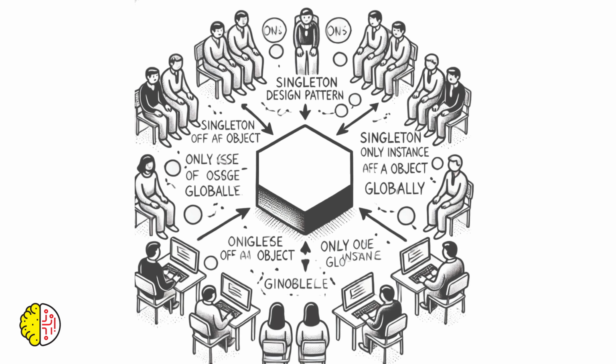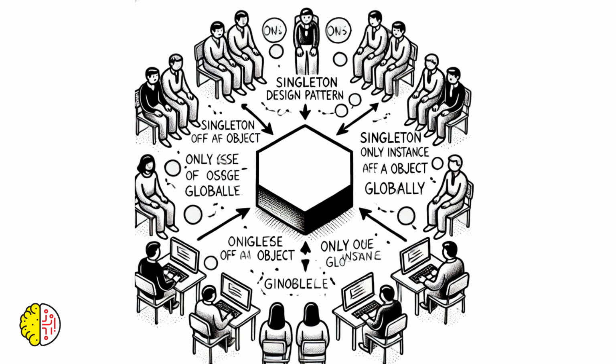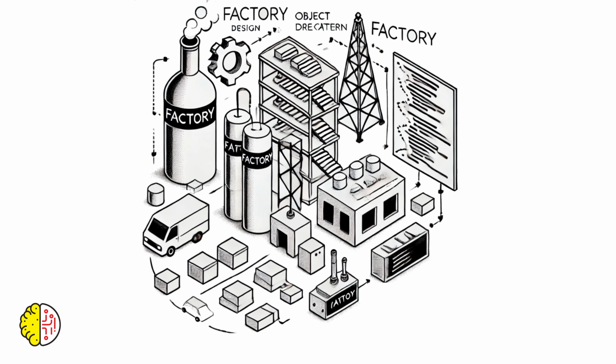2. Creational design patterns. These patterns handle object creation efficiently, making your system independent of how objects are instantiated. Examples of creational patterns are singleton and factory. Singleton pattern ensures only one instance of a class exists. Factory pattern provides a flexible way to create objects without specifying exact classes.